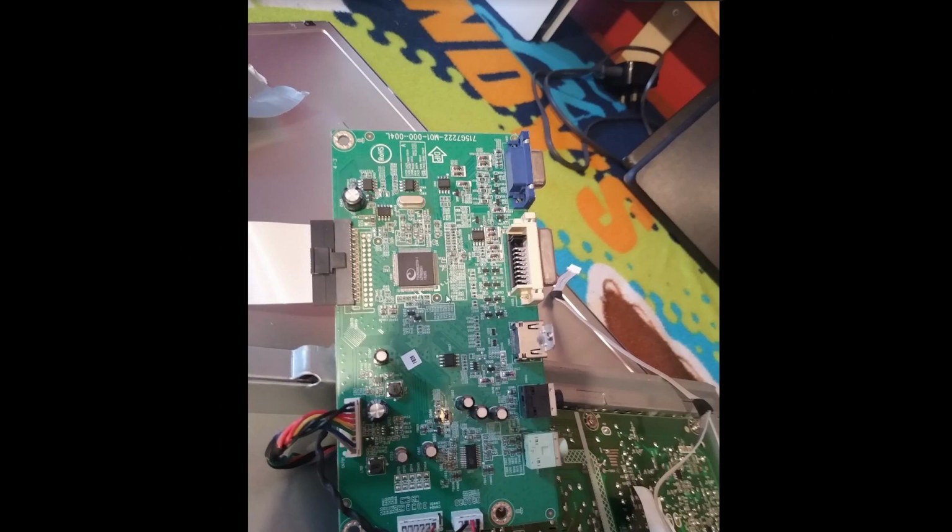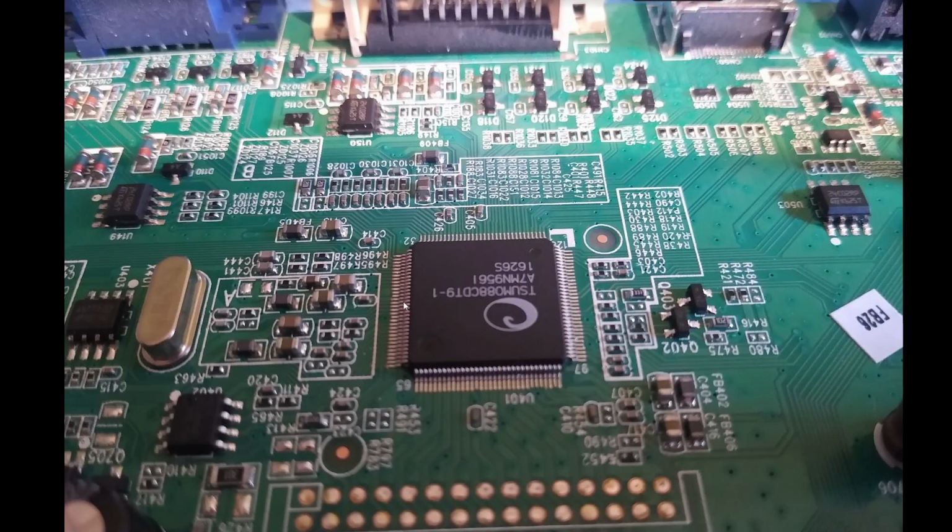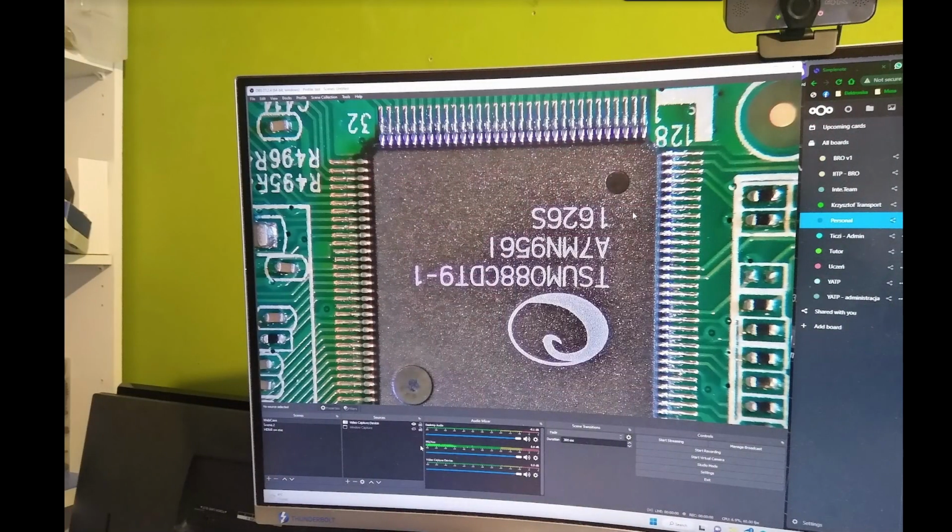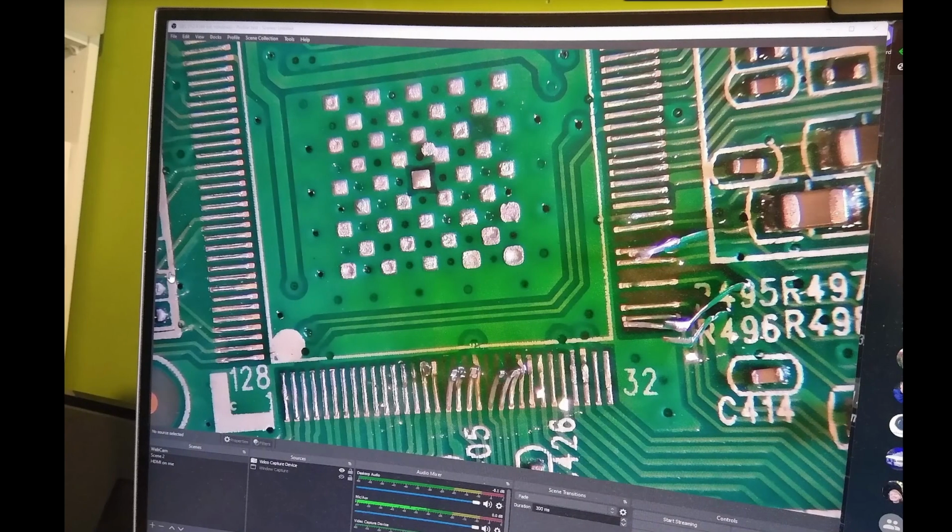So that's the board, that's the processor. Now it's working again, but it still doesn't show the picture through the HDMI socket. That's the processor here. Now you see this is under the magnification. Now it's taking off, and look what I've done. Unbelievable. I was so angry at myself, you guys have no idea.